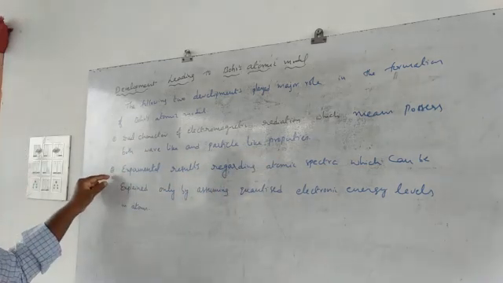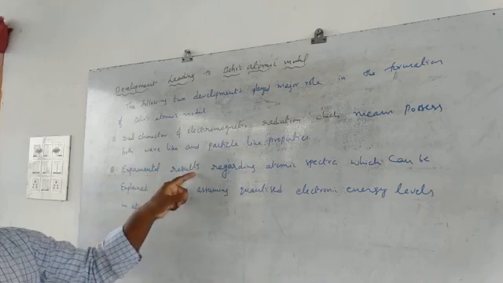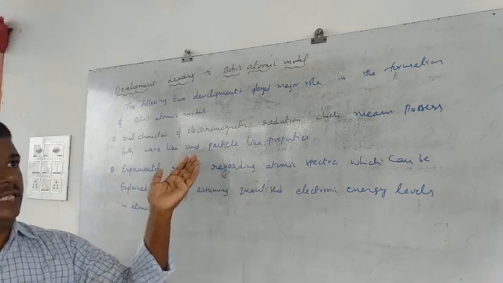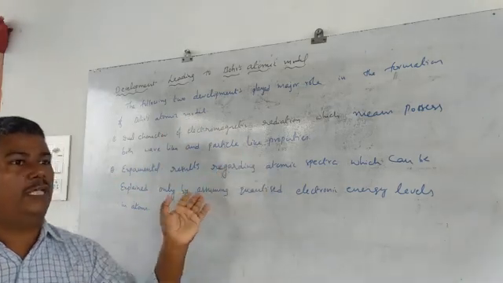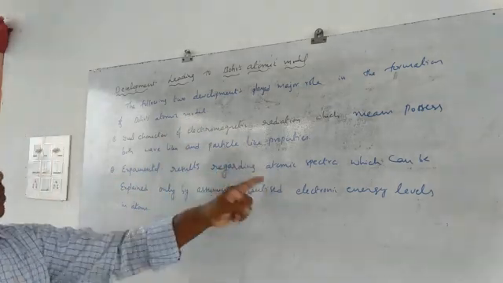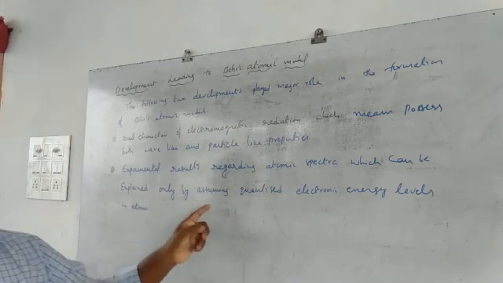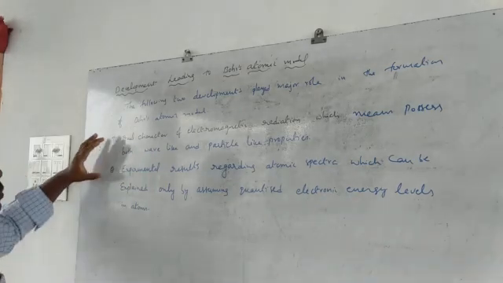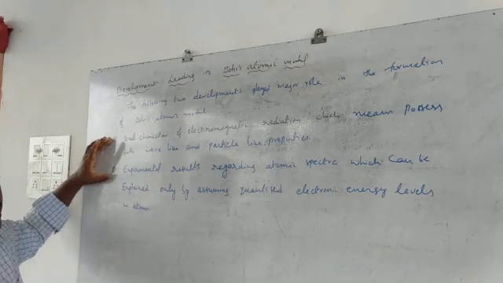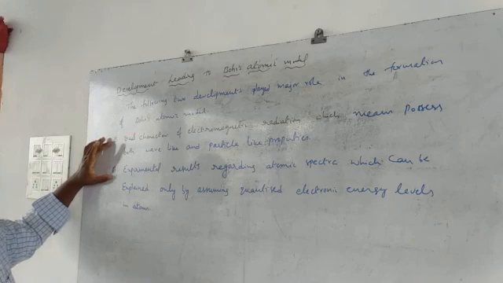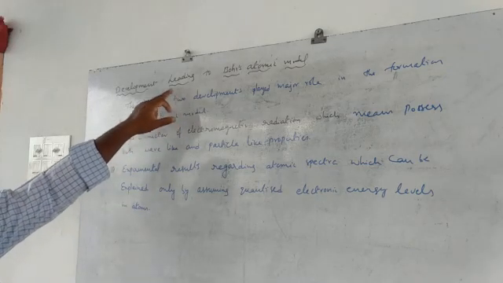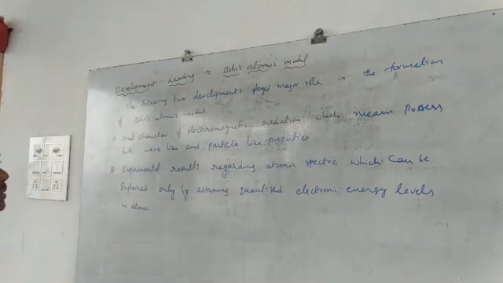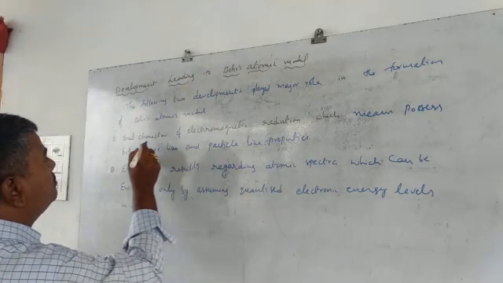The second one is the experimental results regarding atomic spectra. Previously, when it is exposed to a photographic plate, what happens? Spectral lines are formed. So the atomic spectra can be explained only by assuming quantized electronic energy levels. These two important points played a major role in which one? The Bohr atomic model.